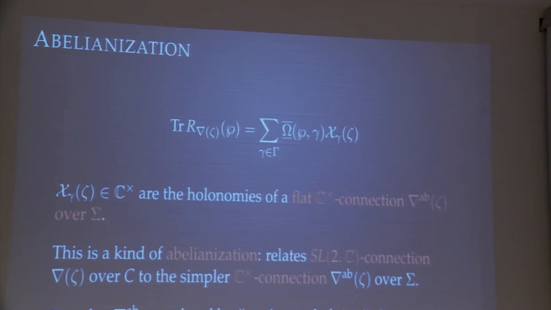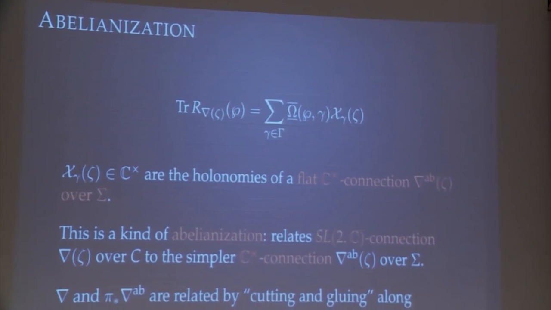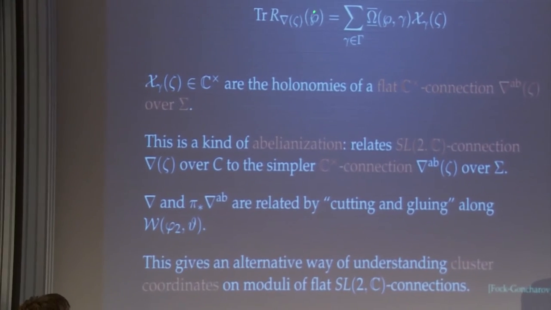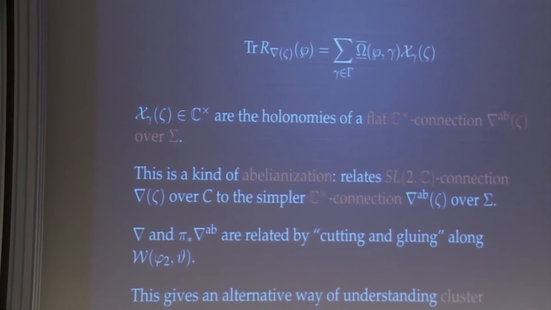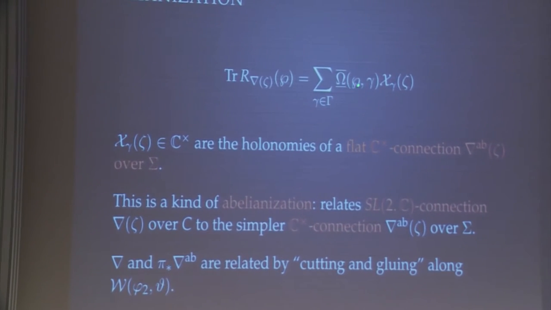These things here are the holonomies of a flat connection which lives over the spectral cover. So that's exactly what the WKB naively said that you could do, right? It said that you could relate the holonomy of the parallel transport of your connection to just some integrals that you do over the spectral cover.